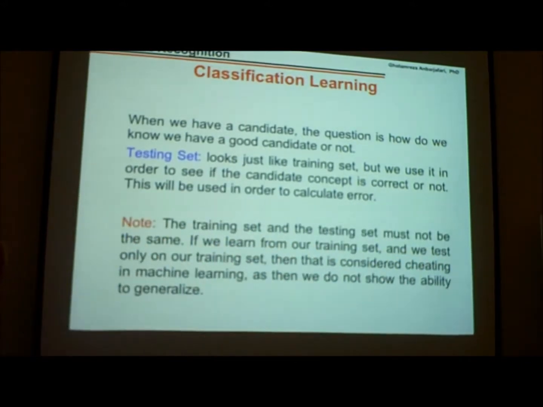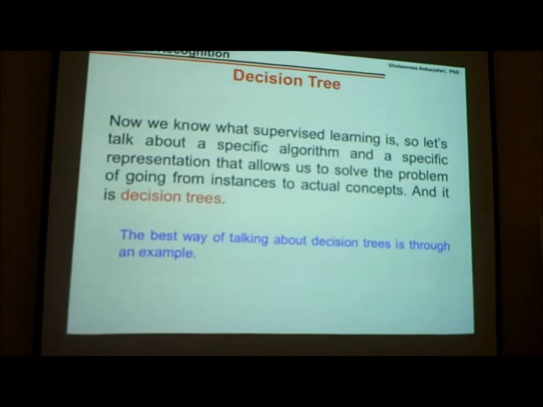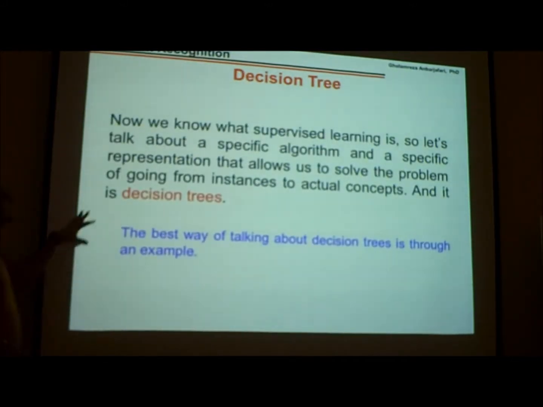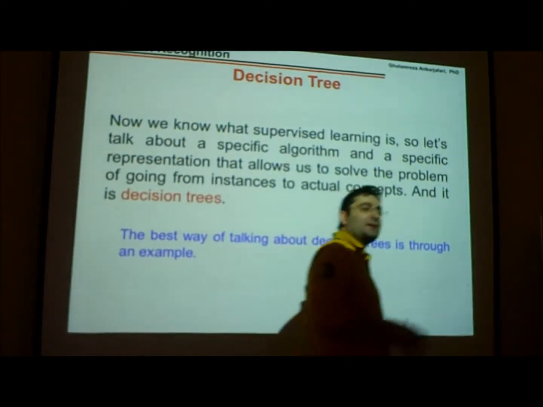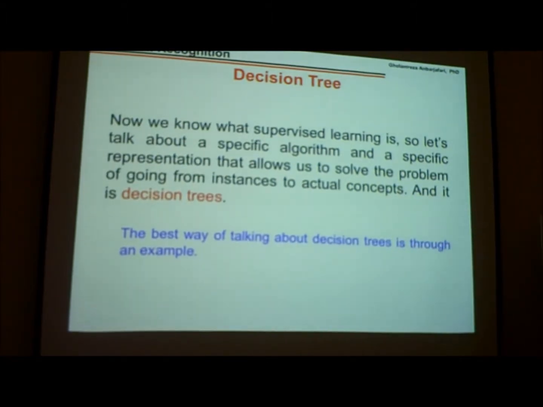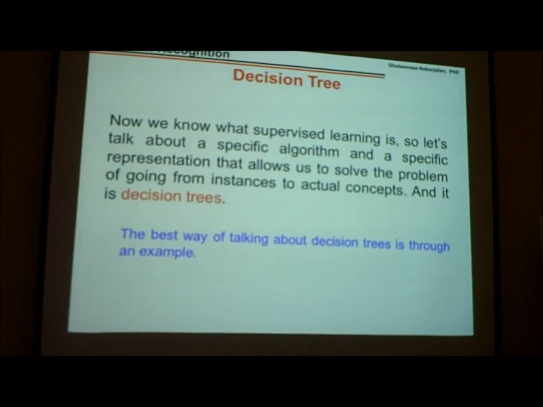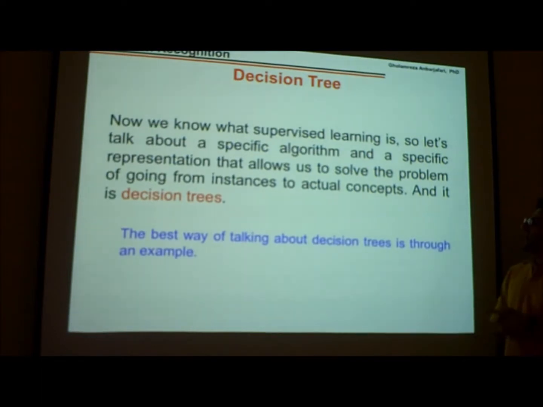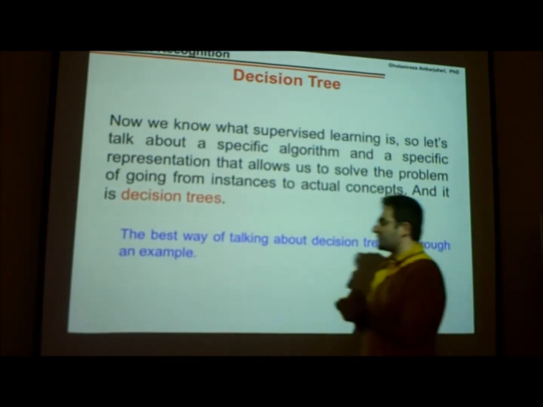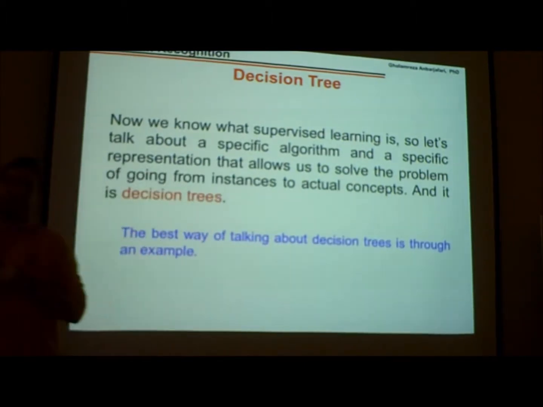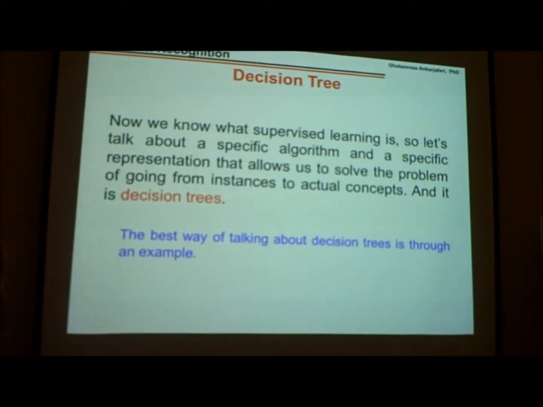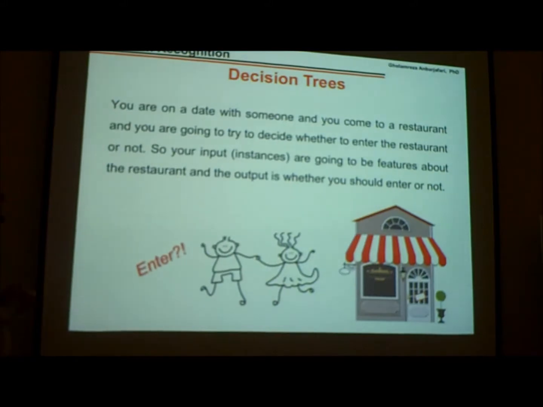Now, we said that we will talk about a very particular method in classification. Still, we are not talking about regression. Regression will be in our next session. And the method that we want to talk about is called decision tree. And in order to talk about decision tree, we will use an example to do it.